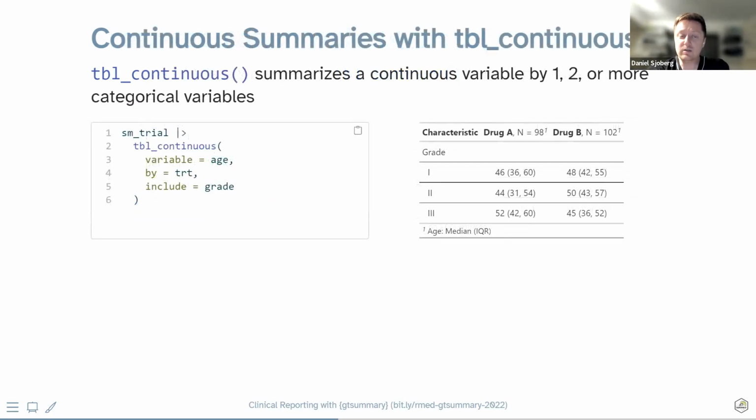There's a function called tbl_continuous, also a wrapper around the summary tables, and you get a categorical variable on the left and on top, and the contents of the cells are continuous summaries. So in this case, it's the variable age. So those are the median and IQR of age for drug A in stage 1, for example, right here.